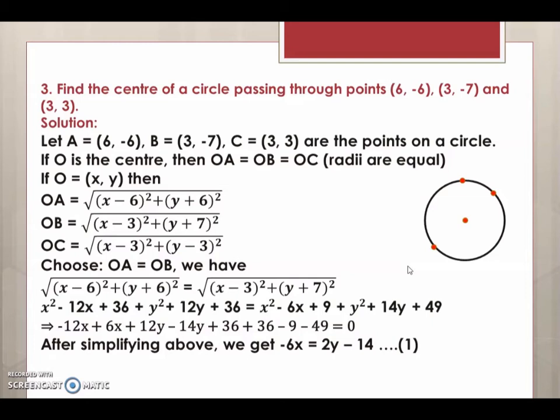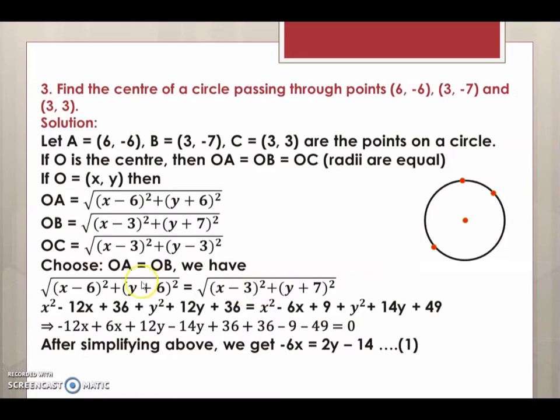Using the distance formula, we will find the lengths OA, OB and OC, and we will equate them one by one. If you equate OA and OB, you will get one relation in x and y. When you equate OB and OC, you will get another relation in x and y. Then using both of them, you can find x and y, because there are two variables, so you will need two equations to find them.